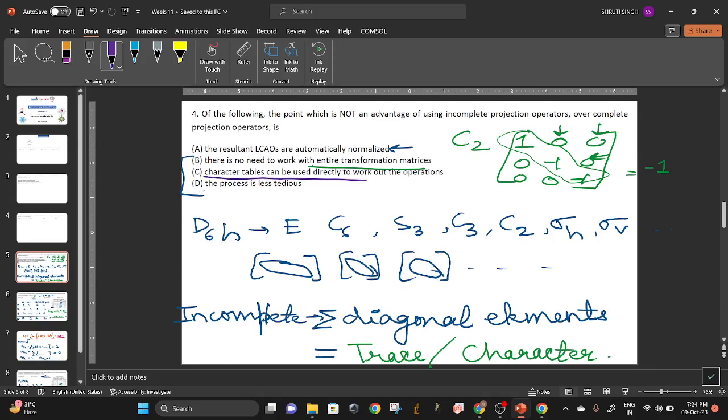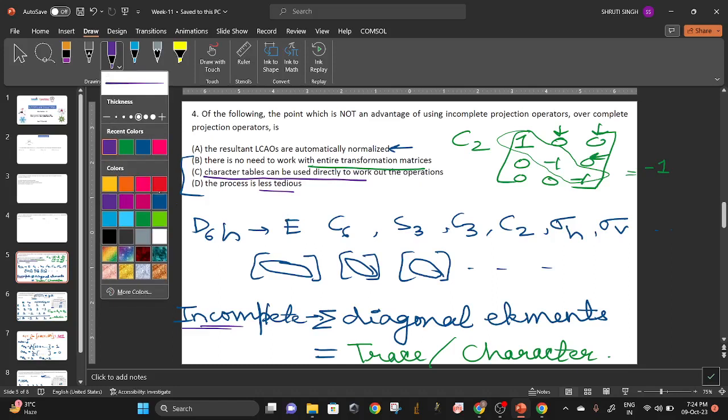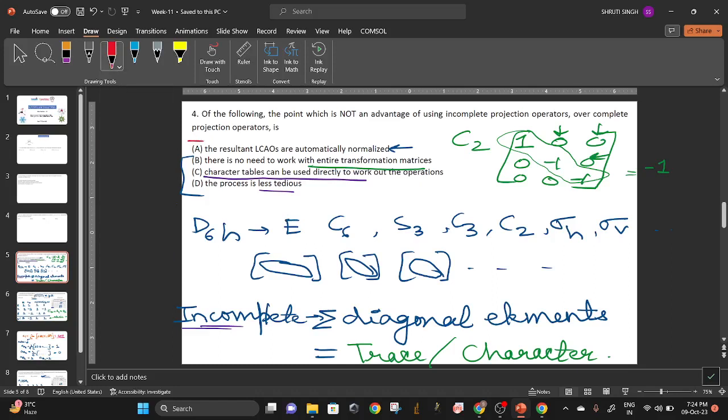Yeah, the T point is also an advantage because the process is less tedious. We don't have to work out all the elements of all the transformation matrix. We can simply work with characters. So the number of steps involved in these calculations using incomplete operators will be less. So it's an advantage. So only the A point seems logical, which is not an advantage. So this is the correct answer.